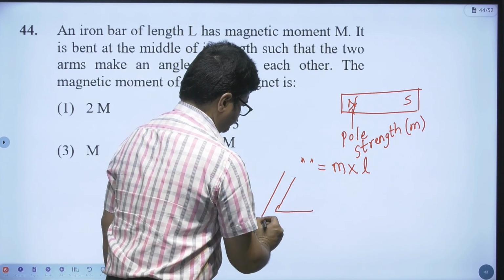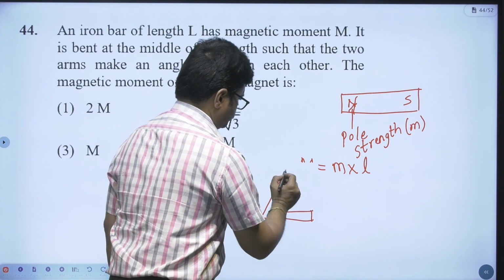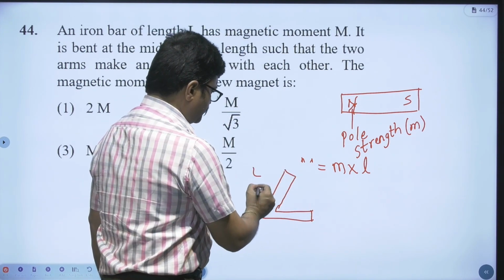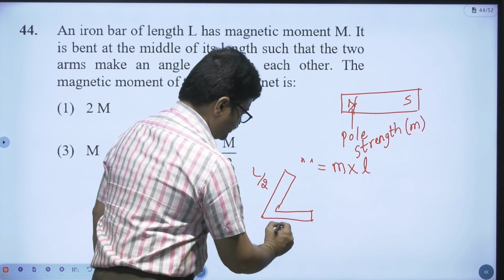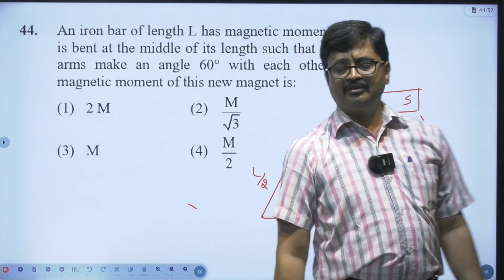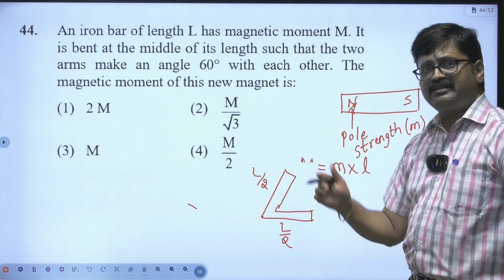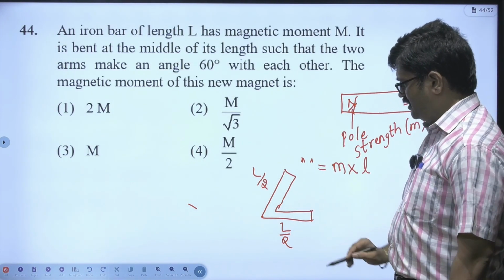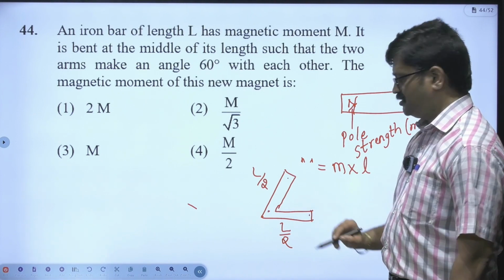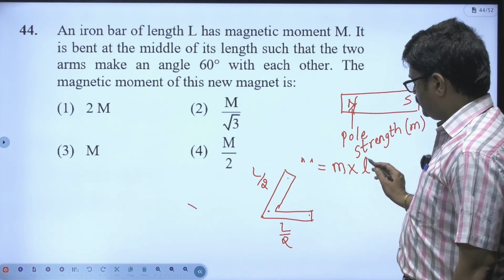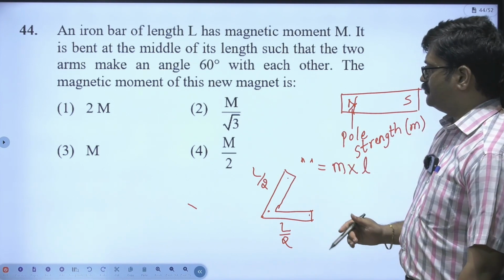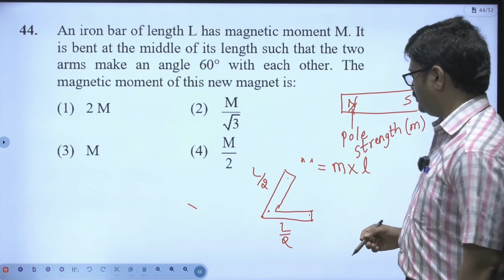Yes. Now we can see that here we will get length as L by 2. This length is L by 2. My dear friends, pole strength will not change here because we are having the same magnet. So pole strength will remain the same here as well as here. So same pole strength, but magnetic length will become what? L by 2.